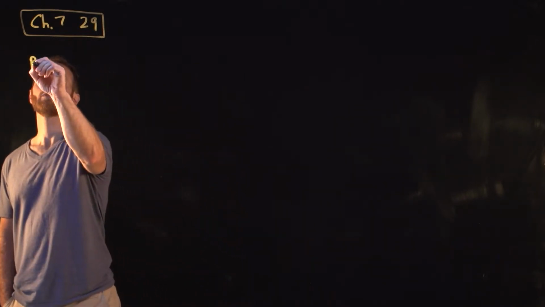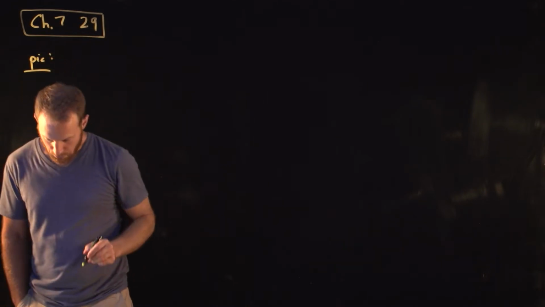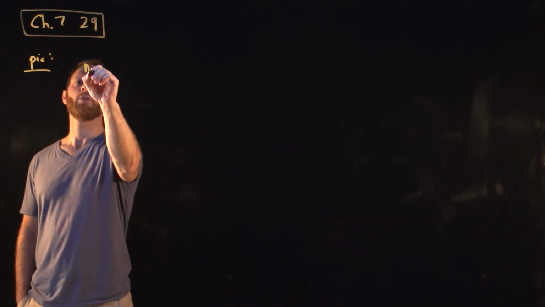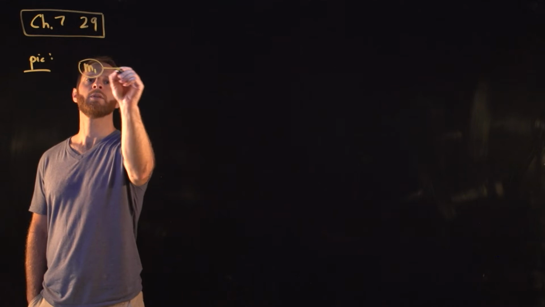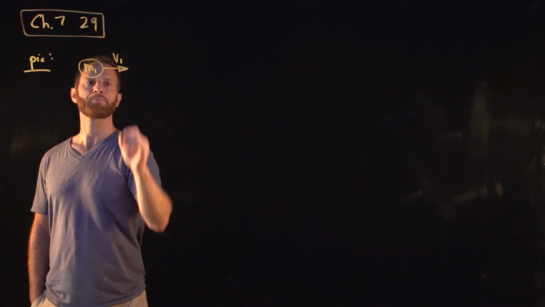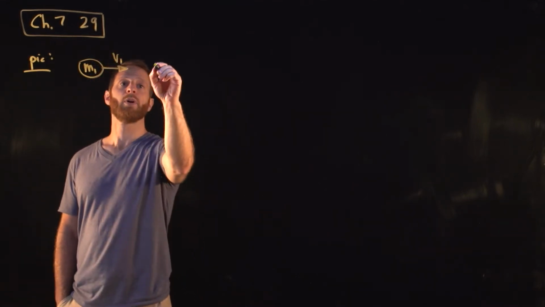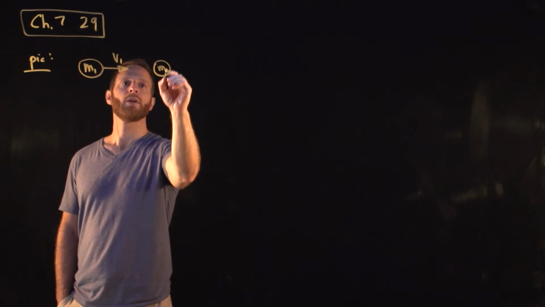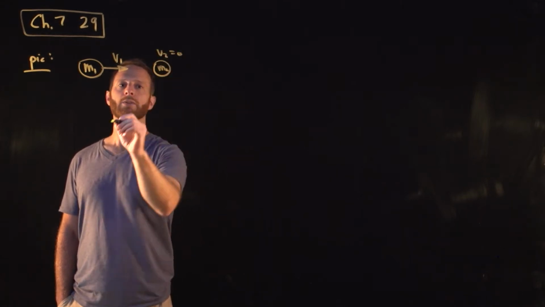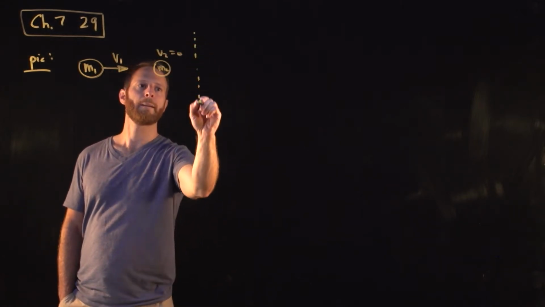All right, so let's first of all draw a nice pretty picture. We have ball number 1, which has a mass of m1, traveling at some speed v1. And it hits ball 2, which is originally at rest. So that's the before picture.